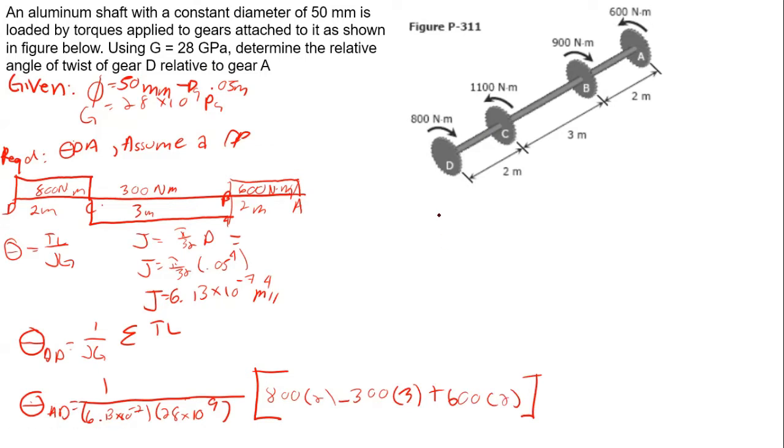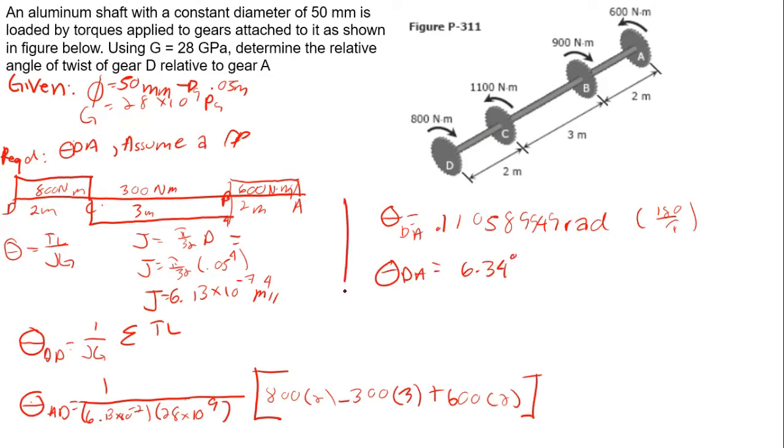2. So, simplifying lang or direct solving using your calculator, makakakuha tayo ng theta DA na 0.1105899 rad. Pero kapag sabi, express your answer in degrees, so multiply nyo lang ito ng 180 over pi. In terms of degrees, ang angle of twist natin is 6.34 degrees. So ito yung sagot dito sa problem na ito.